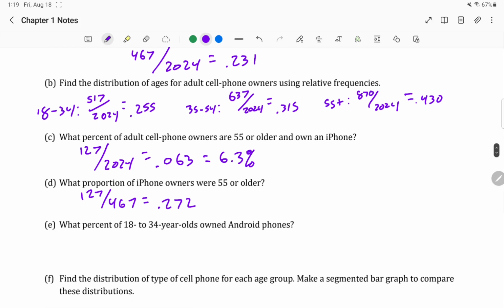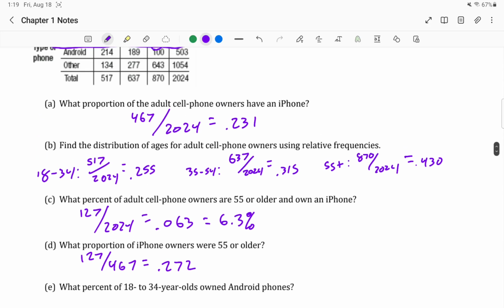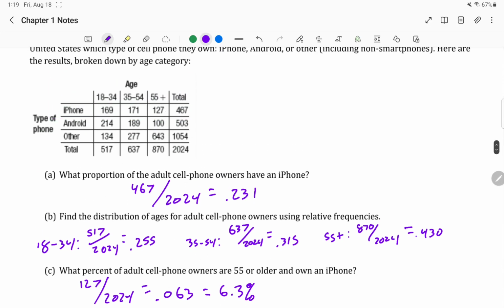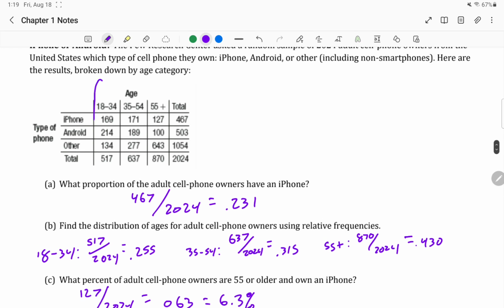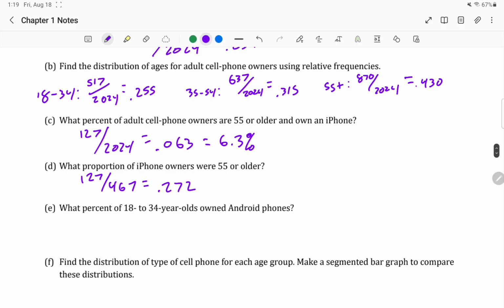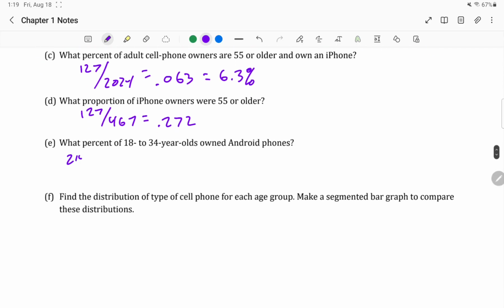Okay? Then it says, what percent of 18 to 34-year-olds owned Android phones? So this is the same idea, okay? What percent of 18 to 34-year-olds? So now I'm strictly in the 18 to 34-year-old category. I'm only looking at that category, and I want very specifically Android phones. So that is 214 over 517, which is 0.414, if I could write it correctly, 414, there you go.